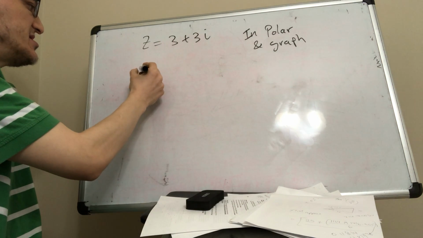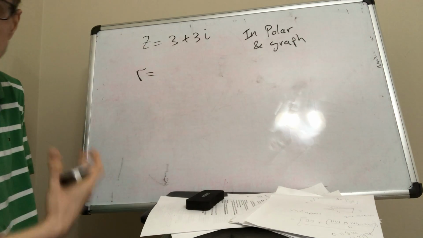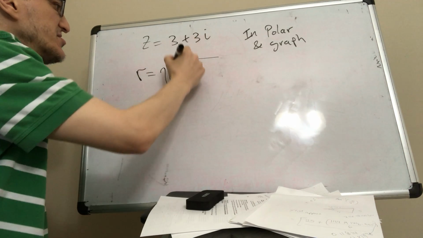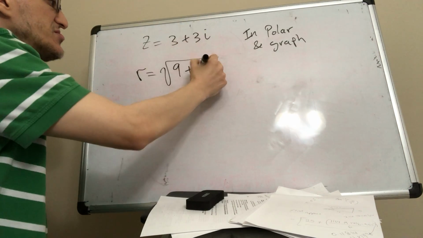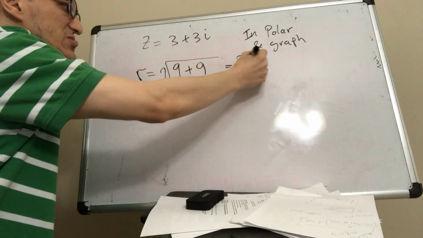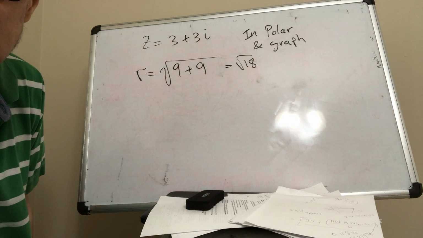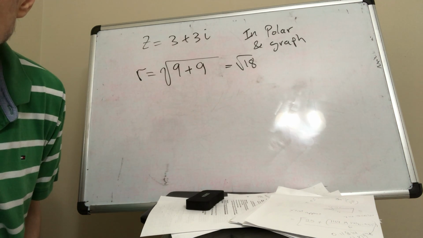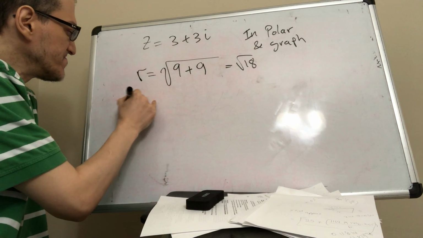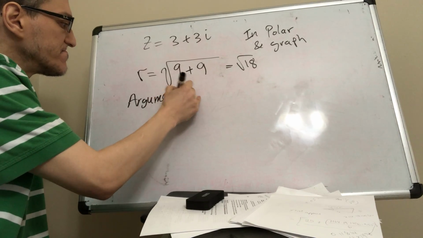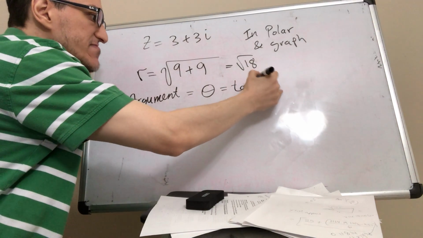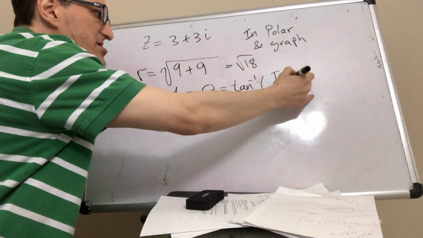Polar form, we need R, which is basically the magnitude of this. And that would be 3 squared, or real squared plus imaginary squared, that's root 18. You also need what's called the argument. The argument is theta, and that's tan inverse imaginary over real.